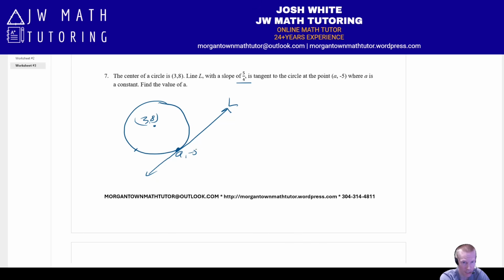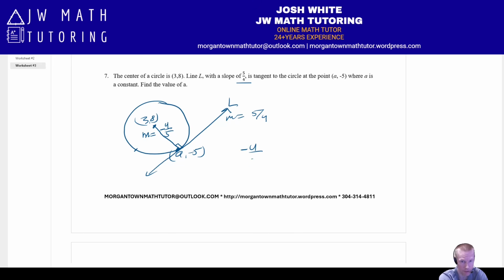And we know this point is at y equals negative 5. So now what's going on is we know that the slope of this line is 5/4. Therefore, if I draw a line segment from the center of the circle to the point of tangency, it will be perpendicular to the tangent line, which means this slope over here will be the opposite reciprocal of the tangent line slope. So it will be negative 4/5.